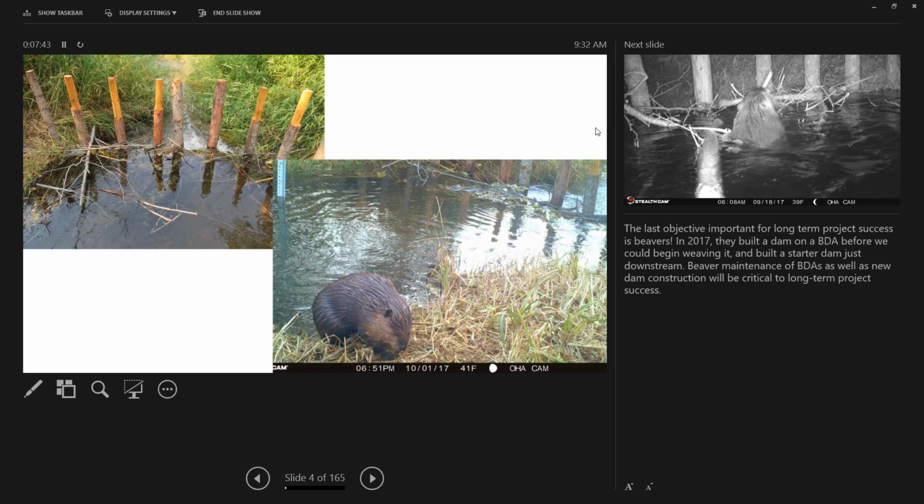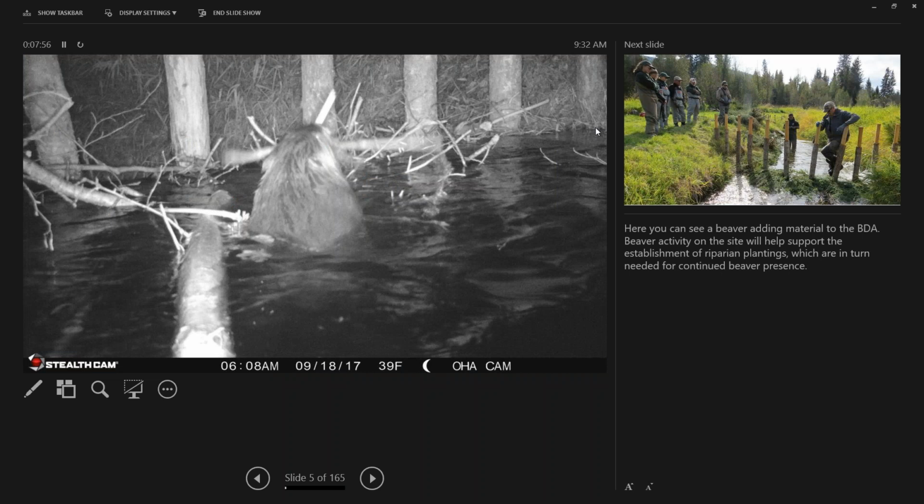However, there's not a lot of food. There's, in fact, very little beaver food on site right now, and so, you know, they didn't stay for that long, which is okay with me because we planted hundreds of willows and we'd like to give them a chance to grow before the beavers eat them. But here's another wildlife camera photo of the beaver adding some material to the BDA.